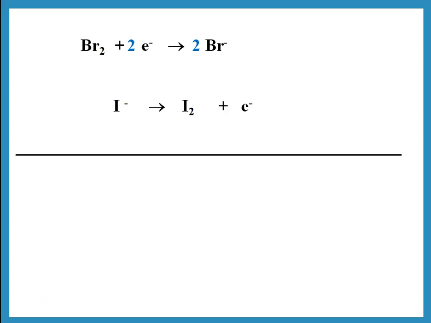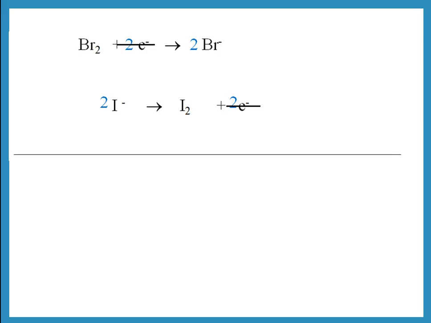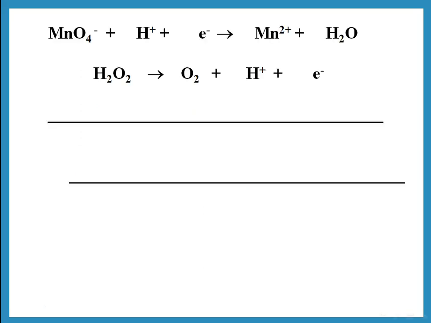Now the other one. I have 1 iodine before the arrow and 2 iodines after the arrow, so I need 2 there. That means now I have 2 negatives. The number of electrons on both sides is equal, so I can cancel them directly and just add up the equations. Everything before the arrow gives everything after the arrow. Do we understand this? Okay, try doing this one.